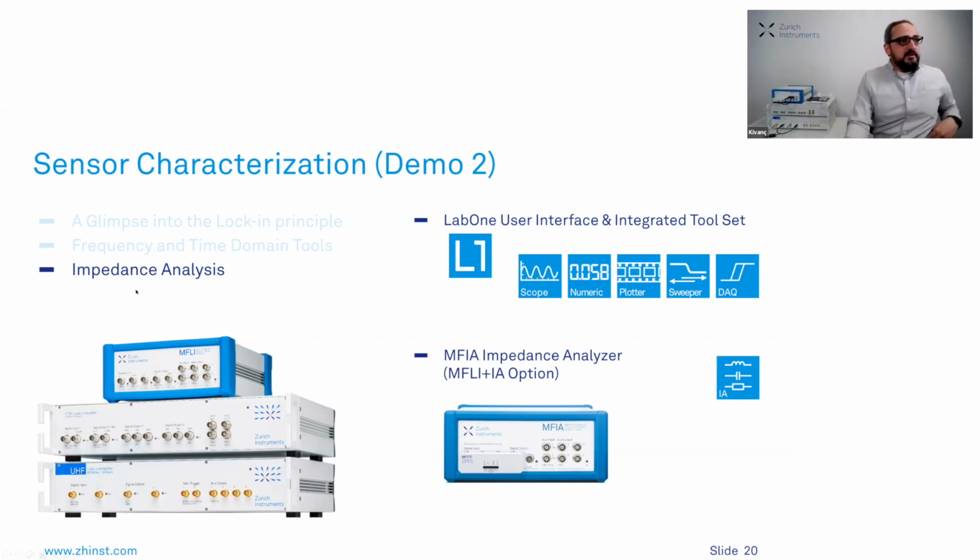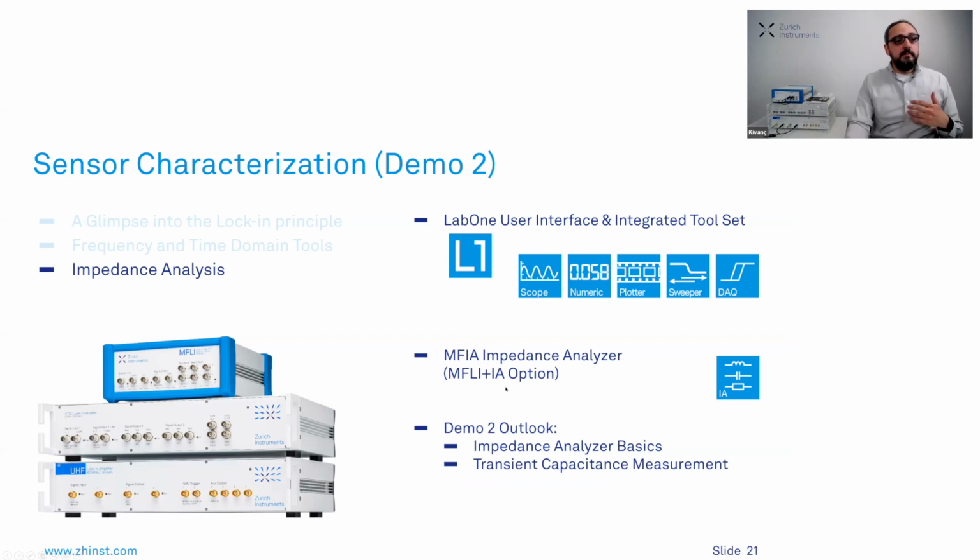For the next part, the second part of the demo, I will be looking at the impedance analyzer basics from our Lab 1 interface, and then we will do a transient capacitance measurement on this photodiode that I just placed on the instrument. Okay, so let me go back to my user interface again.